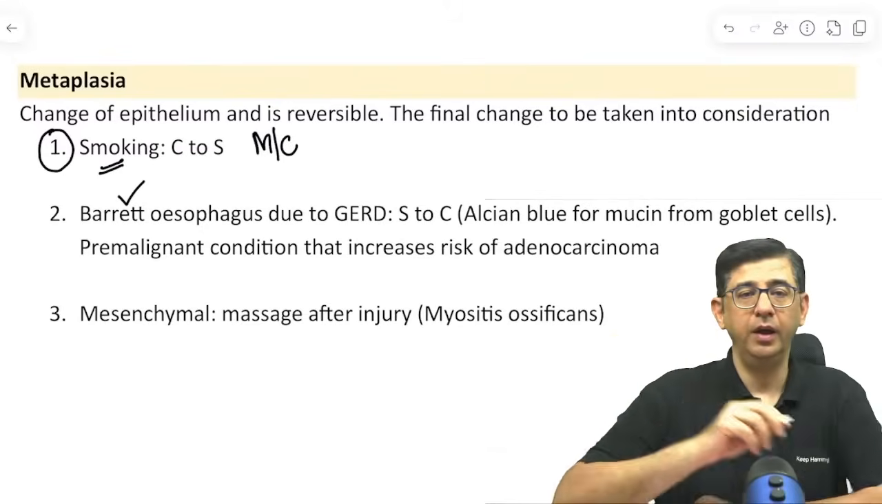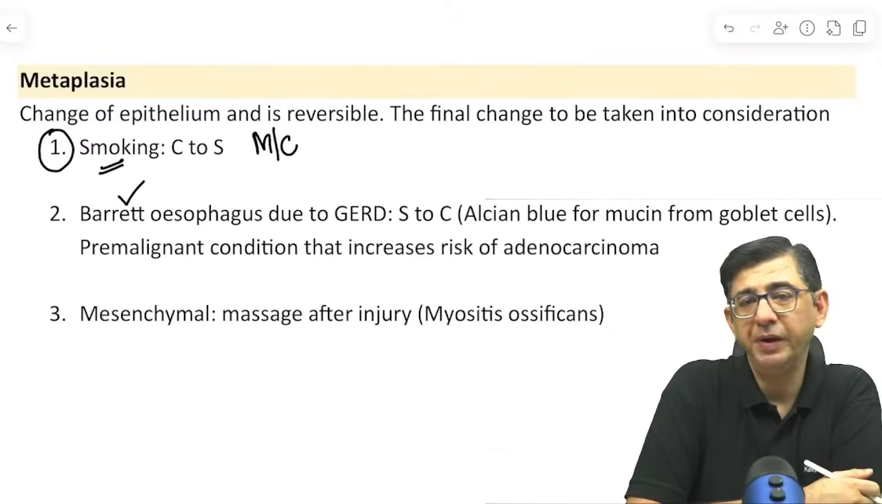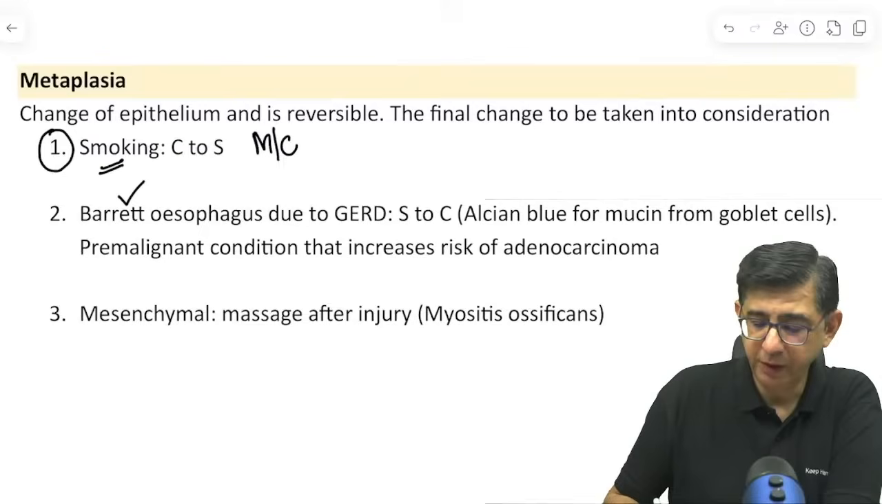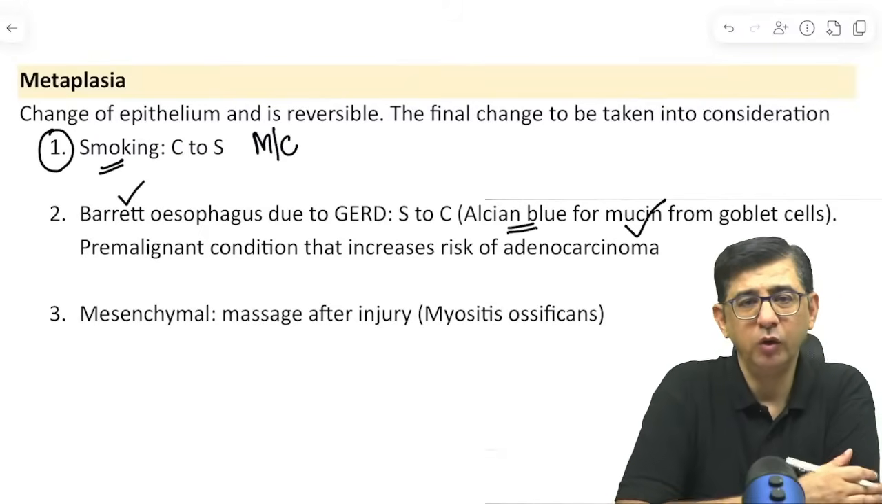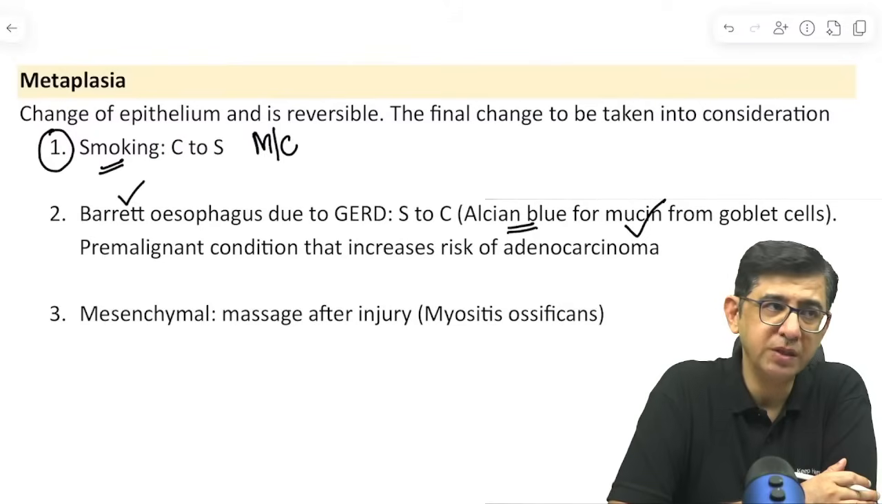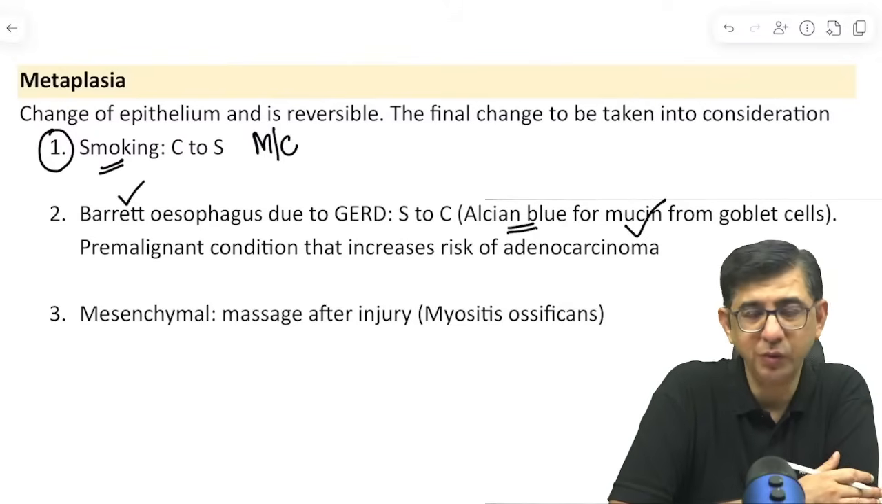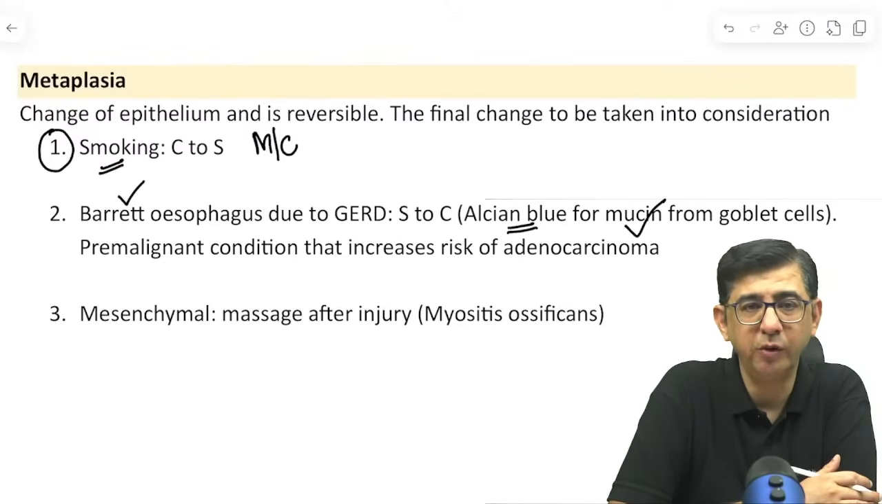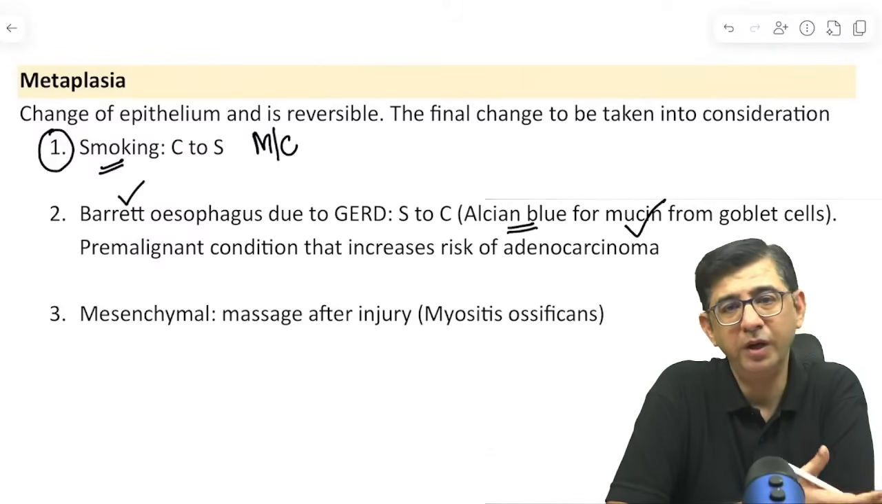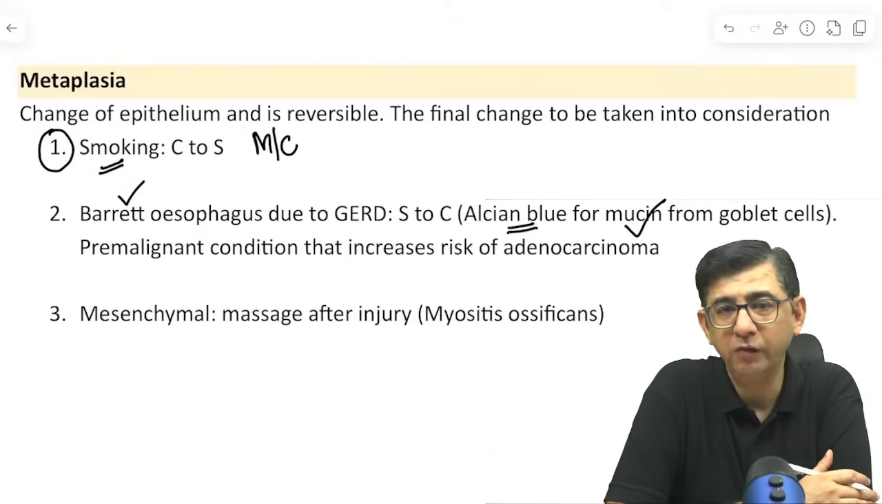Okay, fine. Then there is Barrett's esophagus, in which squamous to columnar change occurs. Obviously, the stain we use is for mucins, so goblet cells will be seen. Normally the wall of the esophagus is squamous. So here columnar epithelium would be present, stained by Alcian blue, and that pre-malignant condition will increase the risk of development of adenocarcinoma.